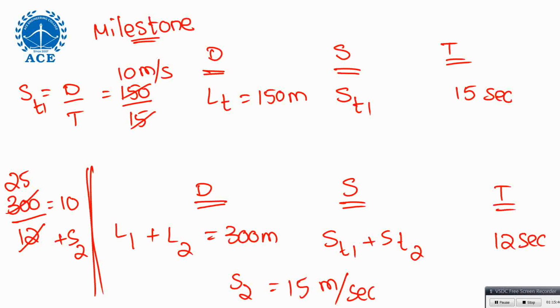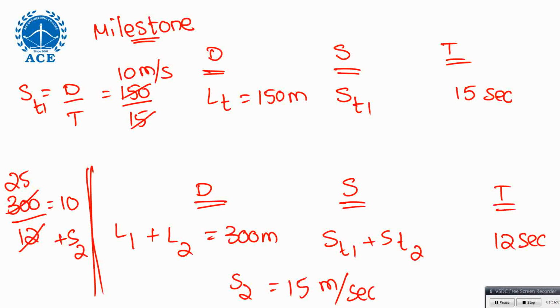See, in the first one, the distance is why only the length of the train? Because the milestone length is negligible compared to the train length. In the second one, both are trains, we cannot neglect, so L1 plus L2 came.